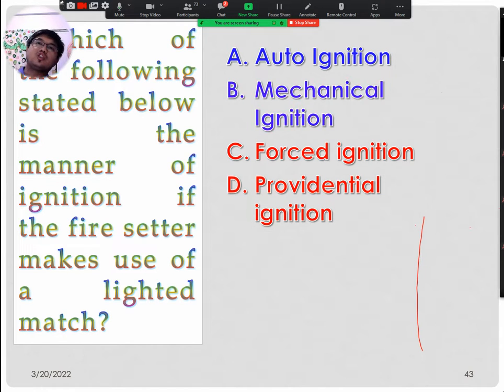So, is it auto ignition, forced ignition, providential ignition? Sabi ko sa inyo kanina that we do not have forced ignition, no? Providential ignition, that is because of God, that is the same or tantamount to auto ignition. O gumamit daw siya ng lighter. Of course, that is mechanical ignition. Okay? Very good. So that is mechanical ignition.